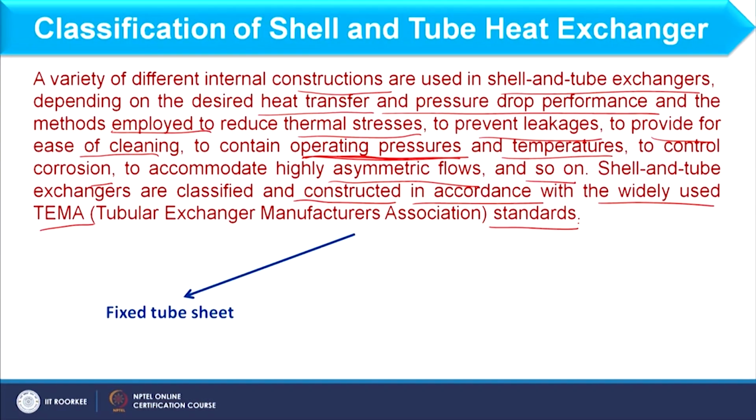Though shell and tube heat exchangers are very wide as far as construction is concerned, here we will classify based on the main factor, and then you will find the derivative of each class or category. So, let us classify the shell and tube heat exchanger. The first one, which is very common, is the fixed tube sheet shell and tube heat exchanger. Next, we have the U-tube shell and tube heat exchanger.